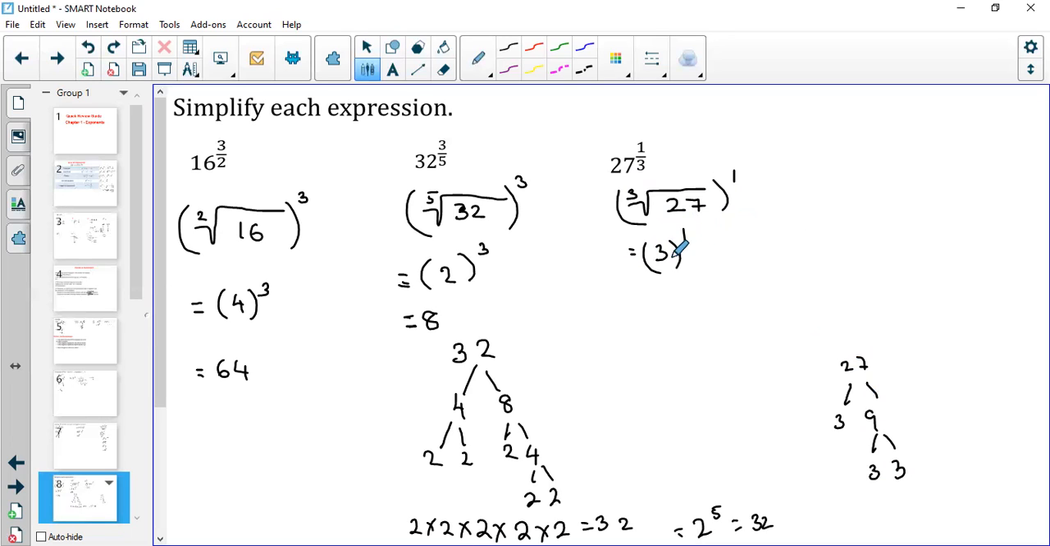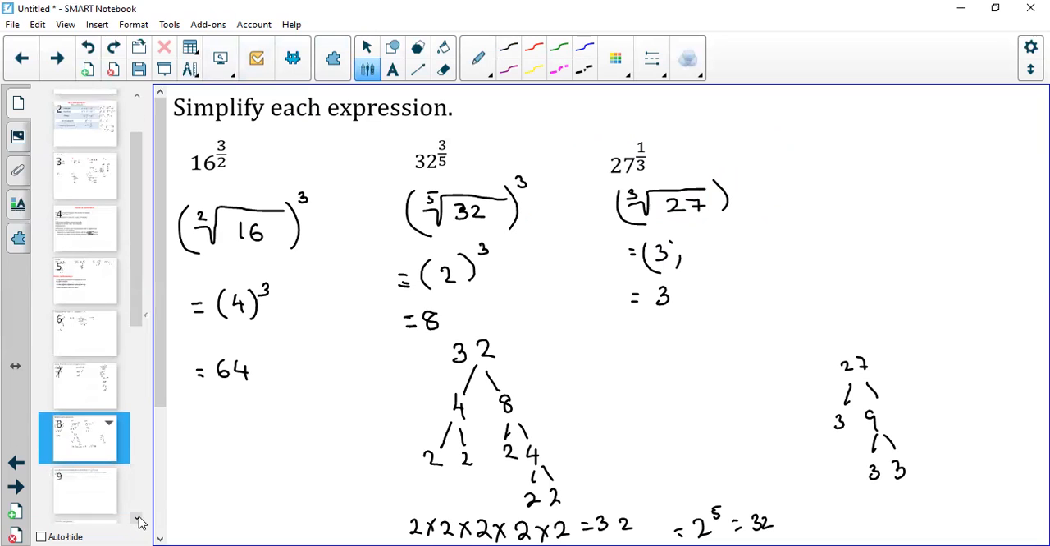Right, so any number to the power of 1, what's the answer going to be? It's going to be 3. That's why it is not important to write 1 here when the numerator has a 1. When the numerator is 1, you don't need to write the 1. You simply can write just the denominator as the root and find out the answer. Right, so let's move on.